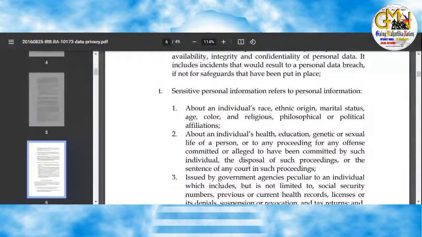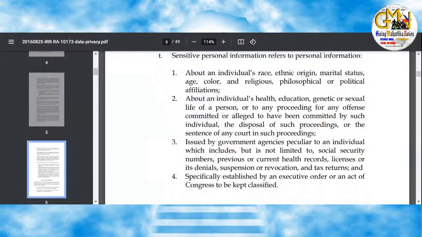First, okay, tandaan natin ito. Medyo magandang ano to. Sensitive personal information refers to personal information, first, about an individual's race, ethnic origin, marital status, age, color, and religious, philosophical, or political affiliations.